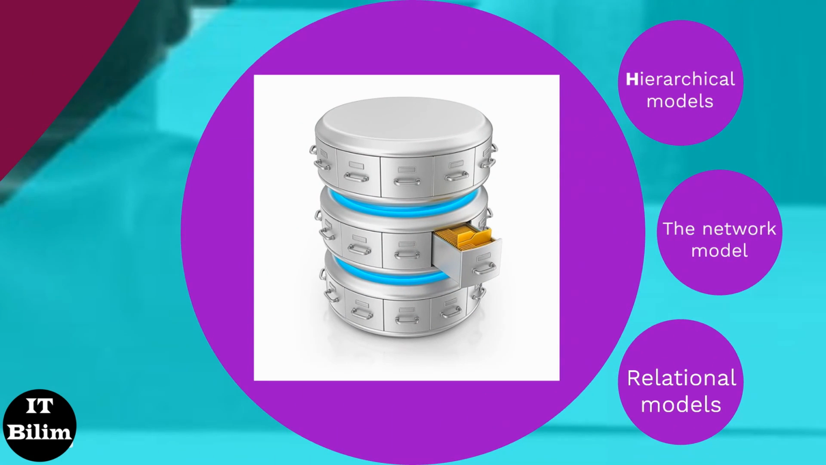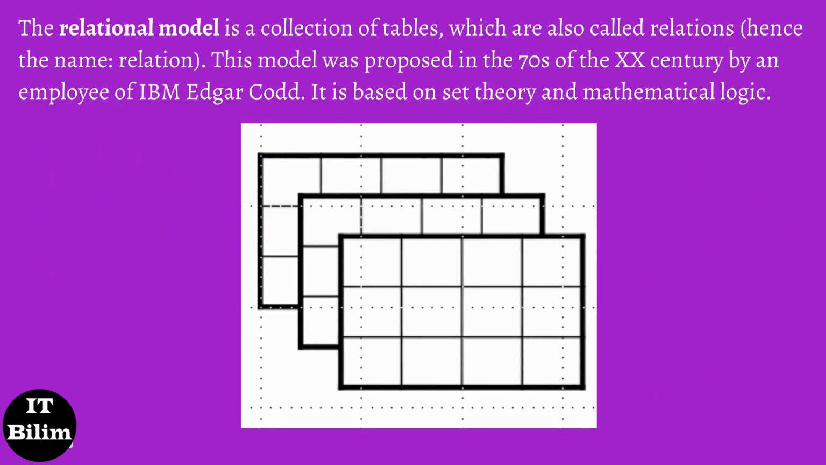Relational models. The relational model is a collection of tables, which are also called relations, hence the name. This model was proposed in the 70s of the XX century by an IBM employee. It is based on set theory and mathematical logic. It has been proven that any data structure can be reduced to a tabular form. The advantages of the relational data model are simplicity, flexibility of structure, convenience of computer implementation, and the presence of a theoretical description. Most modern databases for personal computers are relational.